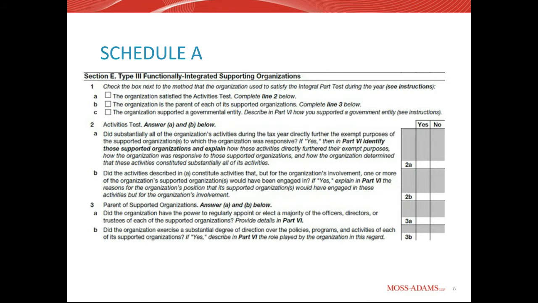And then Section E is explicitly for functionally integrated supporting organizations, and the IRS wants proof that you're meeting the requirements of a Type 3 functionally integrated supporting organization. So whether that's achieved through the activities test, as a parent of the supported organization, or as support to a governmental entity, they want to know that you are behaving appropriately as they would consider it.